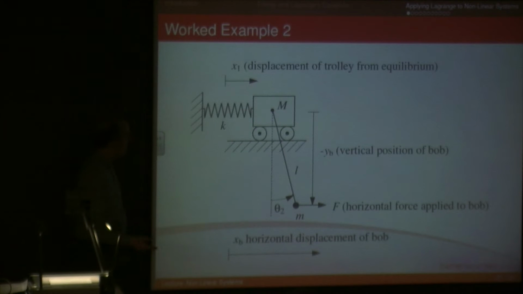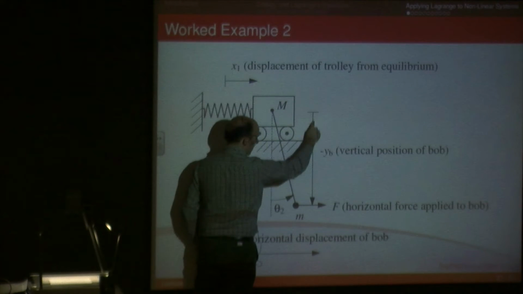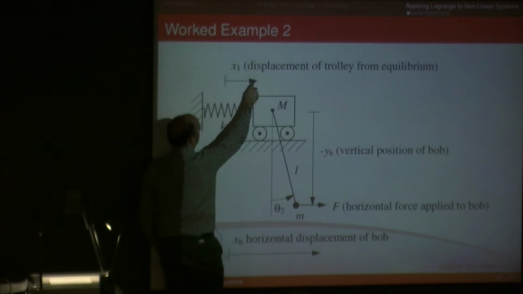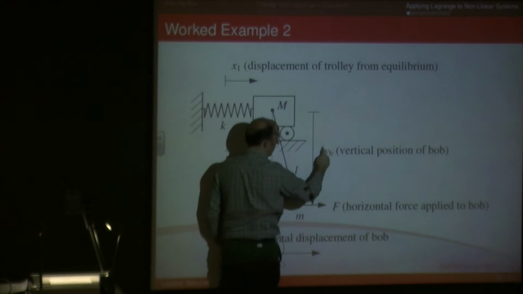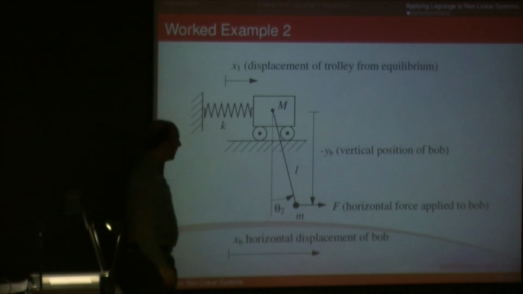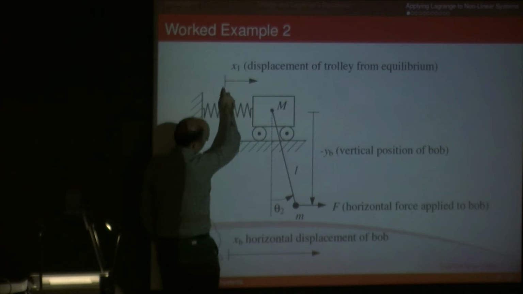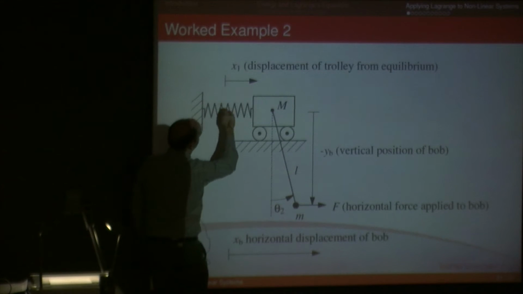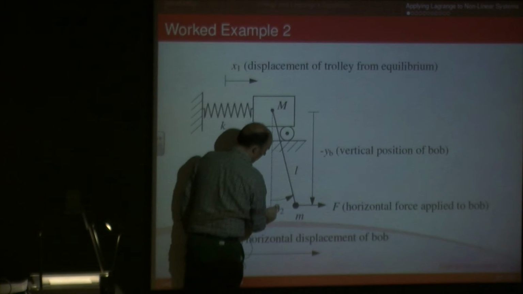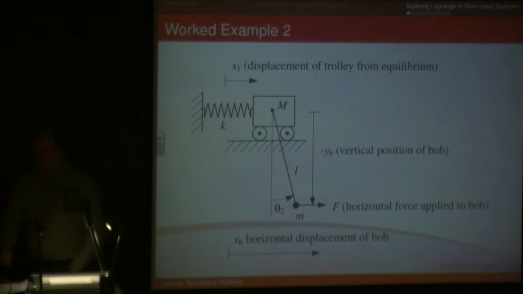Now I've set a couple of datums. I've said this is a datum in terms of the y, and this is a datum in terms of x. So y is upwards. This is minus y, which is y version minus yb, and xb is the horizontal displacement of the bob. This datum is the same as this datum. So obviously the distance is going to be x1 plus that distance there. Okay, so let's go through and sort this problem out.